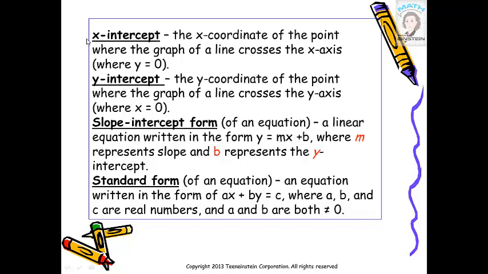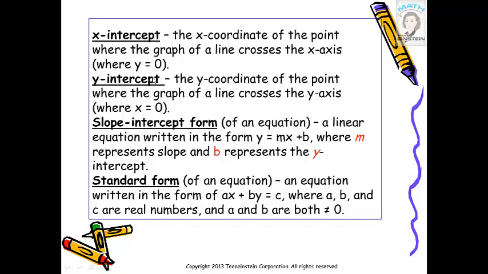What is the x-intercept? The x-coordinate of the point where the graph of a line crosses the x-axis. That means put y equal to 0. The x-axis means y equal to 0. The x-coordinate of the point is called the x-intercept. The y-intercept means put x equal to 0. The y-axis is x equal to 0.